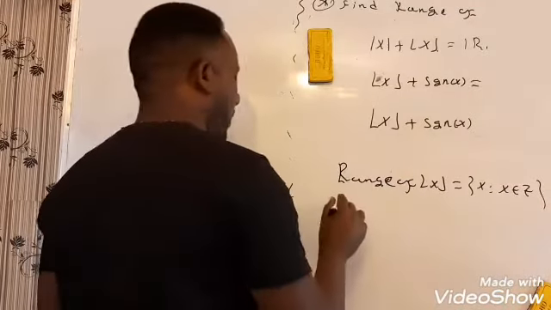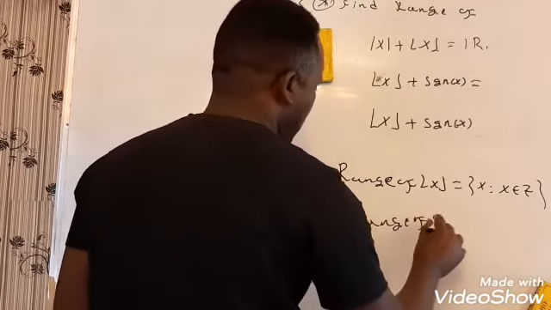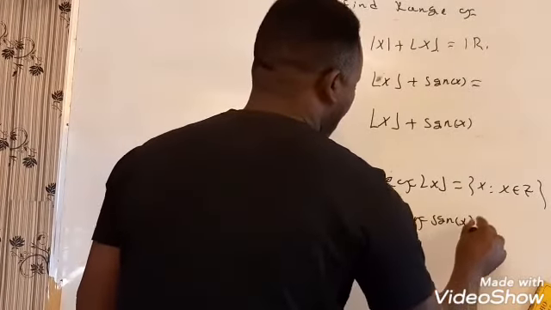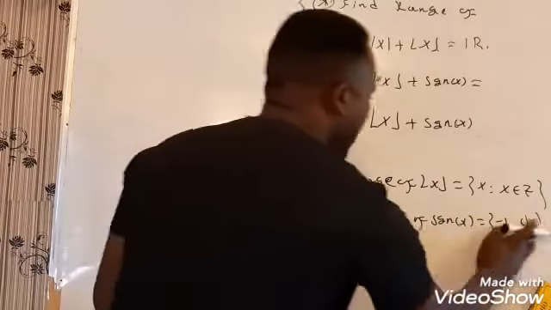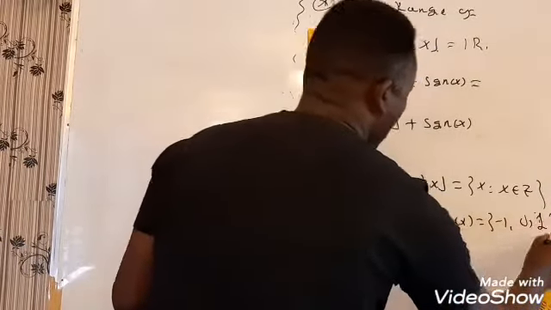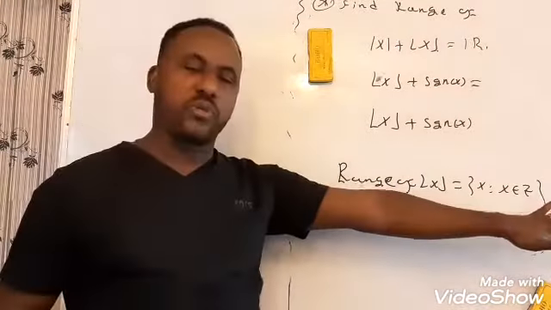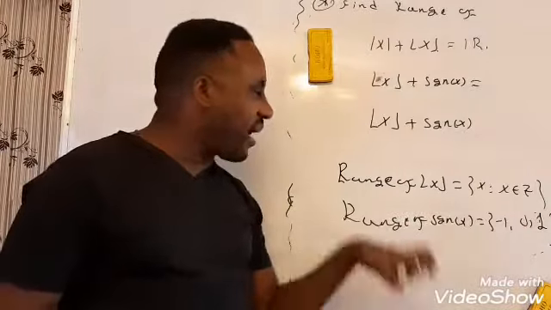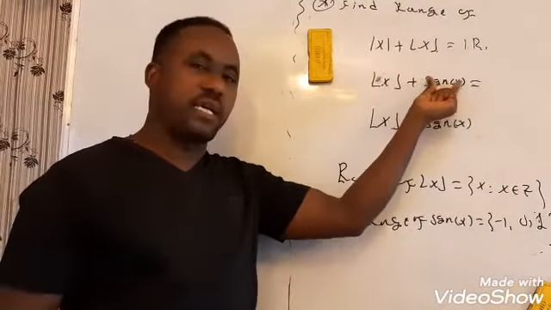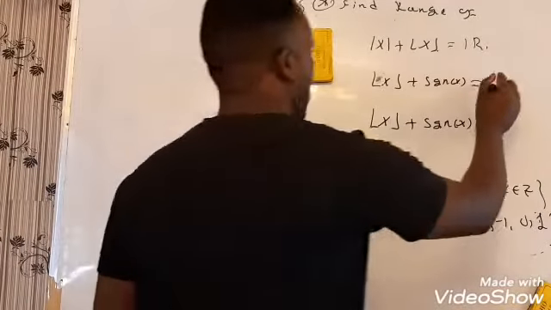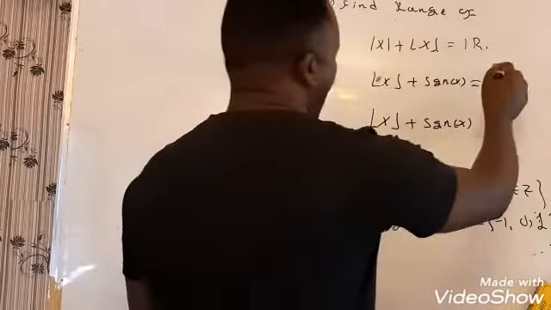And the range of the signum function is exactly minus 1, 0, and 1. So whatever the real number x is, the floor of that plus the signum of that value is always an integer. This is always an integer.